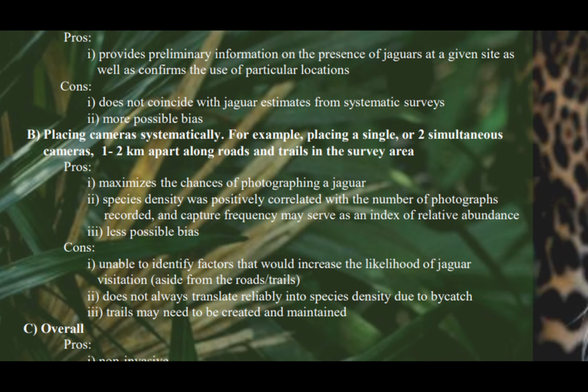Another method you could use for camera trapping is placing cameras systematically. So, for example, you can place a single camera or two cameras that take pictures simultaneously, a certain distance apart along roads and trails in your survey area. A pro of this would be that you can maximize your chances of photographing a jaguar. And the number of photographs that you get could positively correlate to species density, and the capture frequency can serve as an index of relative abundance. And placing the cameras systematically can cause less bias for your study.